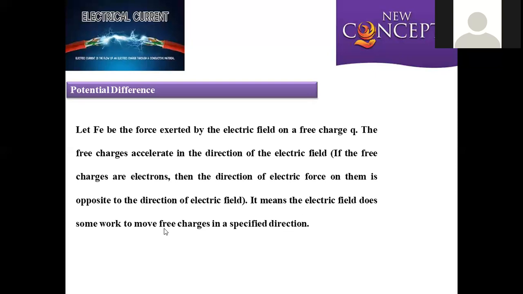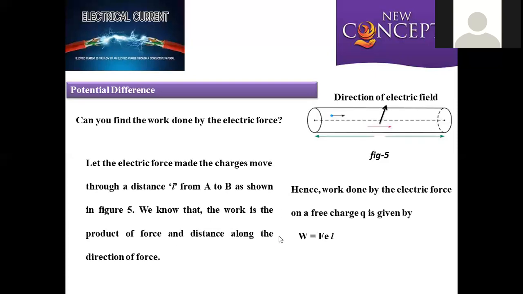It means that the electrical field does some work to move free charges in the specified direction, right? So when we are taking the electrons, in order to move these electrons, some extent of work has to be done by the electrical field. They are moving in the same specified direction, and the electric field should expend some extent of work. So the electric field exerts some work in order to move the charges in the specified direction.